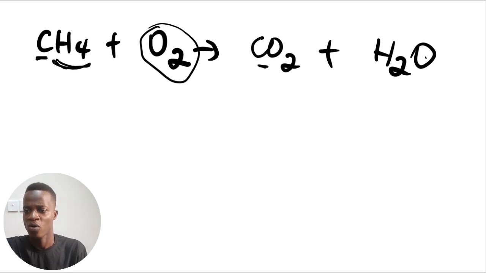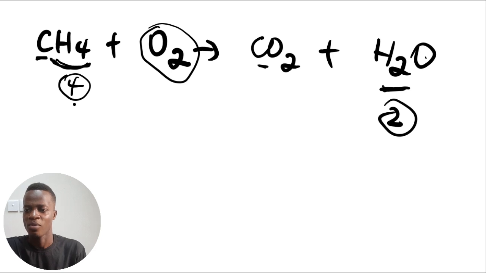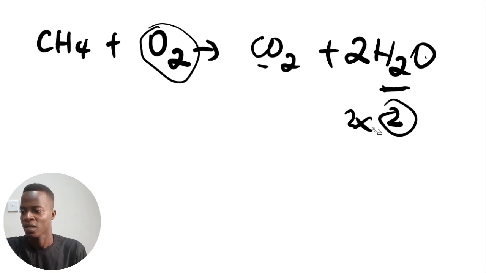Hydrogen, there are 4 hydrogen here, right? So there are 4 hydrogen here on the reactant side. Over here too, there are 2 hydrogen, so I can multiply this side by 2 to quickly get back to 4. So the hydrogens are balanced.